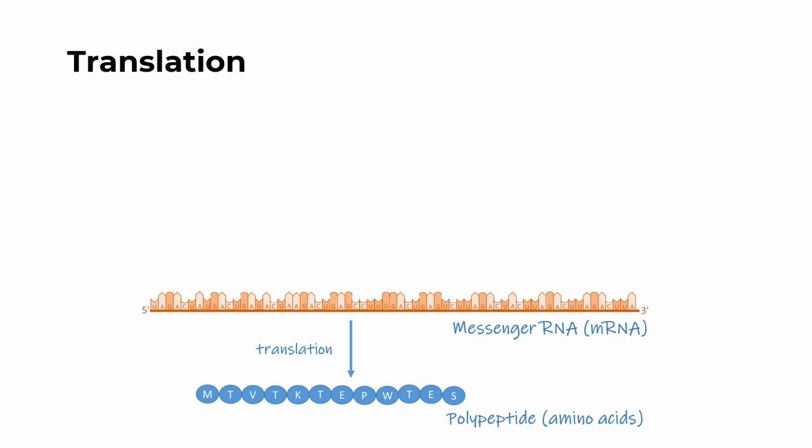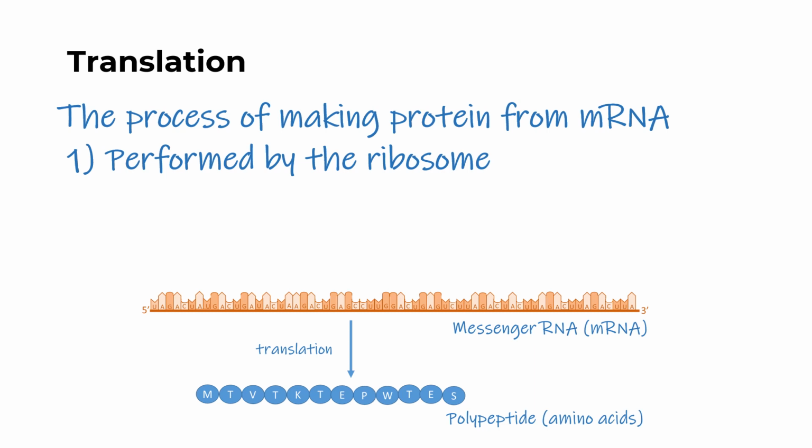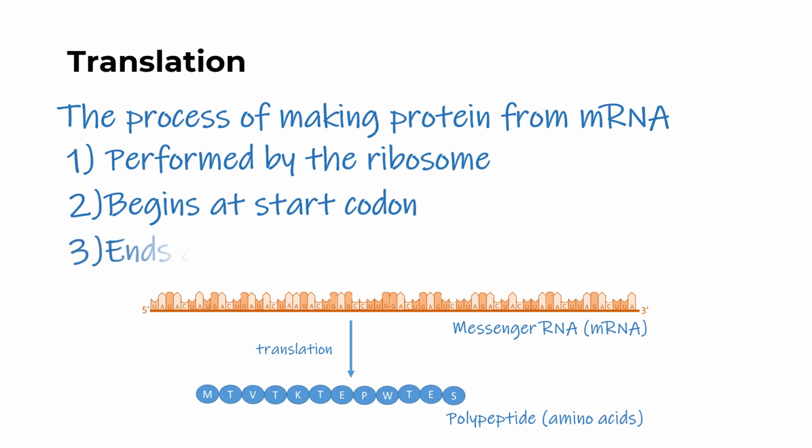Translation is the process of making proteins using an mRNA transcript. Ribosomes read the mRNA and use the information stored within it to build a polypeptide chain, also known as a protein. The process starts at a sequence in the mRNA called a start codon. Finally, the last important piece of information here is that translation ends at a region of mRNA called the stop codon. So translation is performed by the ribosome. It begins at a start codon and it ends at a stop codon.